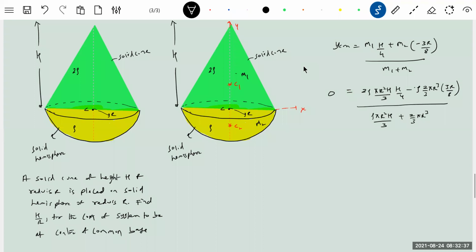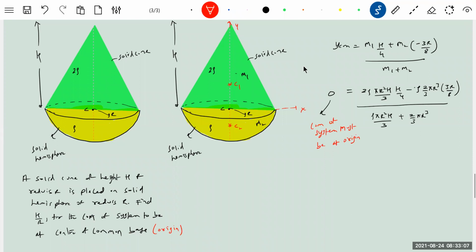Why should YCM be 0? Any reason for this? The center of mass of the system. So why are you assuming like this? Not an assumption, the condition itself is given. The center of mass of the system should be at the origin, and that origin is nothing but the common base. In the bracket you write origin.